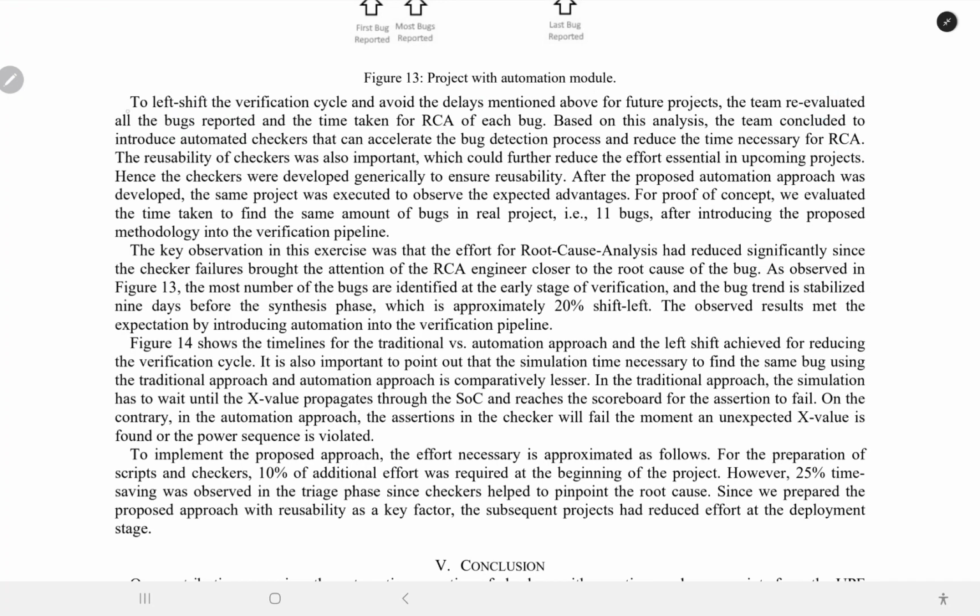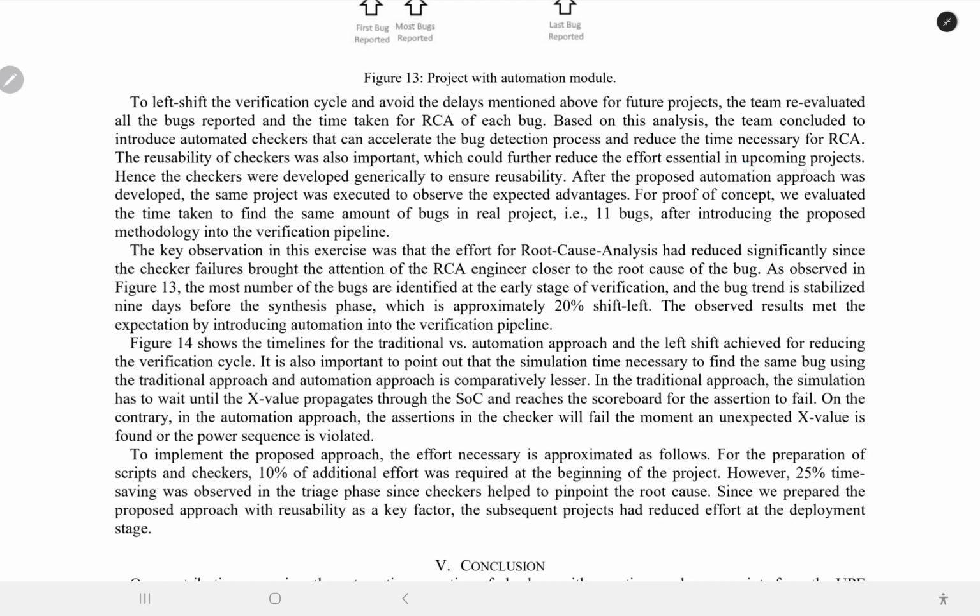the team evaluated all the bugs reported and the time taken for the RCA of each bug. Based on the analysis, the team concluded that introducing an automated checker can accelerate the bug detection process and reduce the time necessary for RCA. The reusability of the checkers was also important, which could further reduce the effort, especially in upcoming projects. Hence, the checkers were developed generically to ensure reusability.